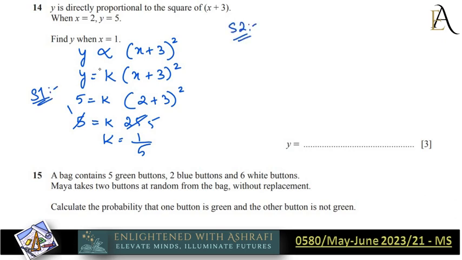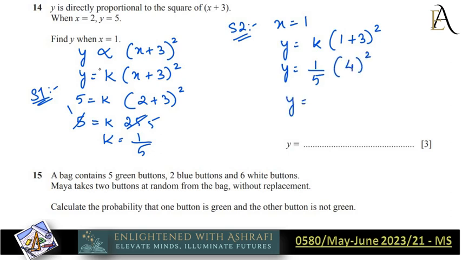Step 2, when x is equal to 1, find out the value of y. So y equals k times (x plus 3) squared. Here x is 1, and the value of k is 1 upon 5, so 4 squared. So y is equal to 16 upon 5. 16 upon 5 divided, we get 3.2. Therefore the value of y is 3.2.